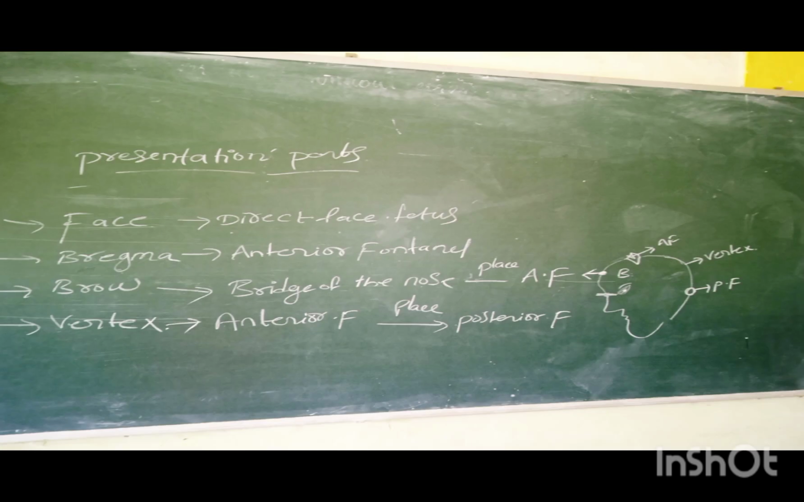And now the presentations of the fetal skull during the time of delivery. What are the presenting parts that we can see in the fetal skull? Face, bregma, brow, vertex, sinciput, occiput, and mentum presentation also. Totally 7 we can say.